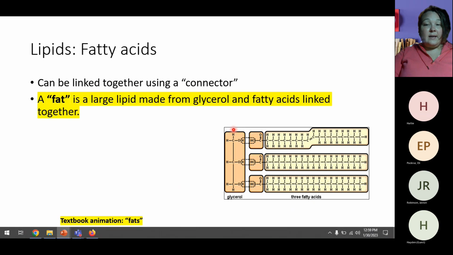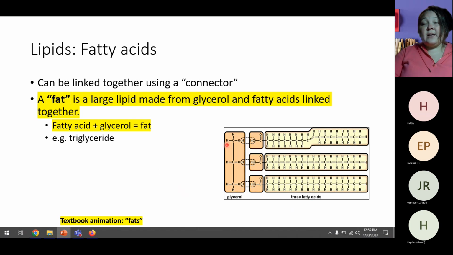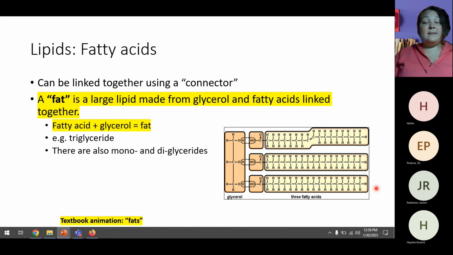A fat, this is a fat, is just a large lipid made from the connector molecule glycerol and one or more fatty acids linked together. Fatty acid plus glycerol equals fat. This is triglyceride here. Remember the prefix tri means 3. We have 1, 2, 3 fatty acid tails. This is the fat found in steak. And there are monoglycerides and diglycerides.